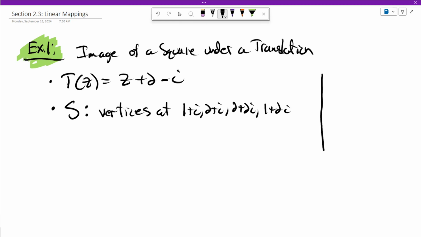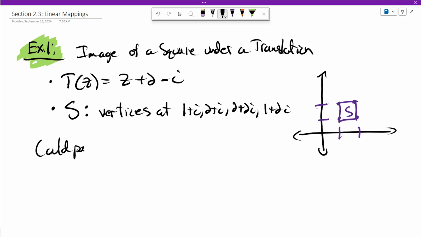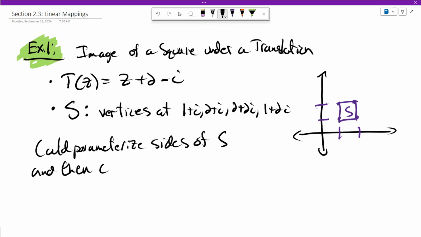So if we were to graph our square just quickly, we would have to go up to 2 and then go over also to 2. So we have 1 plus i, 2 plus i, 2 plus 2i, 1 plus 2i. So here's our square S. Now, we could sit here and we could parameterize the sides of the square, and then compute the image of the parameterizations, as in the previous section.